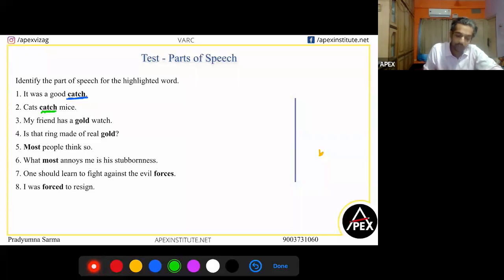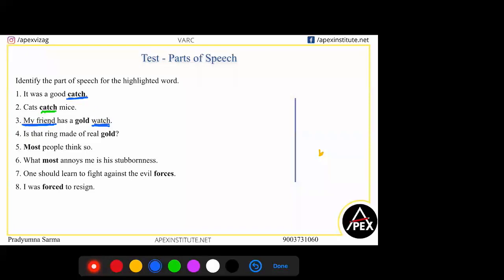What about third? My friend has a gold watch. Okay? Obviously, my friend is a noun. Okay? Watch is a noun. Why is my friend a noun? Because some fellow is there. Who is he? He is my friend. So that phrase becomes a noun phrase. Okay, I'll tell you about what noun phrases are in the phrases class. All right.